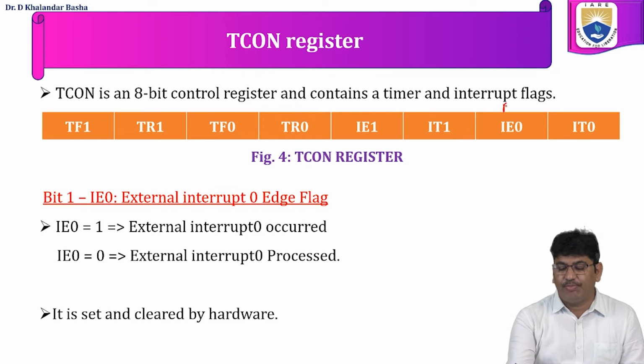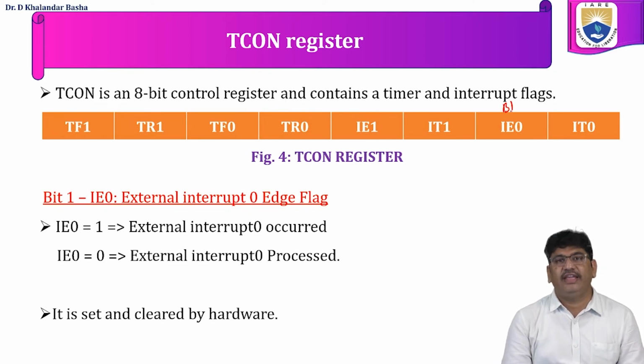The next bit is bit 1, which is IE0, the external interrupt 0 edge flag. When IE0 is equal to 1, it indicates an external interrupt 0 has occurred on the line INT0 bar. If IE0 is equal to 0, it indicates the external interrupt 0 which occurred on INT0 bar is processed. This bit can be set or cleared by the hardware.